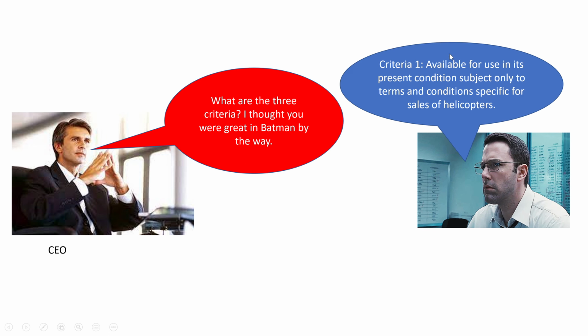Well, you then say the first criteria is that the asset has to be available for use in its present condition. And available for use means that you can do some work to get it ready for use. So, for example, maybe cleaning it or vacating it.